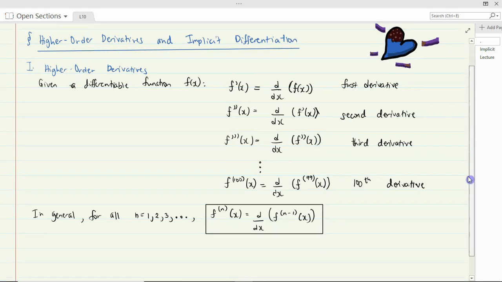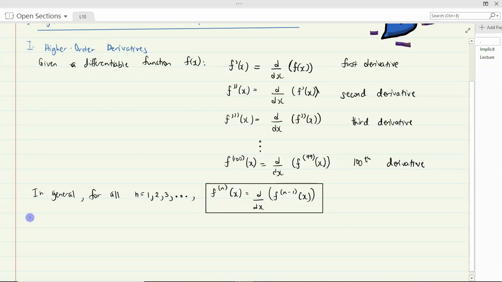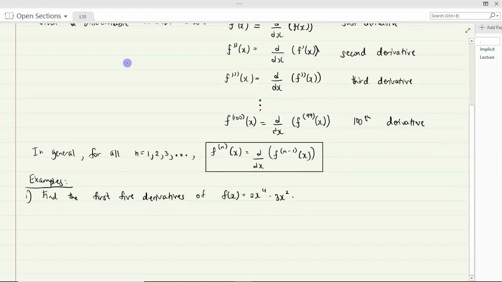Alright, so para mas clear, kuha tayo ng examples. Let's have this first example. Let us find the first 5 derivatives of the function f of x equals 2x raised to 4 minus 3x squared. Okay, kunin natin daw ang first 5 derivatives. So, kunin muna natin si first derivative. What is f prime of x?